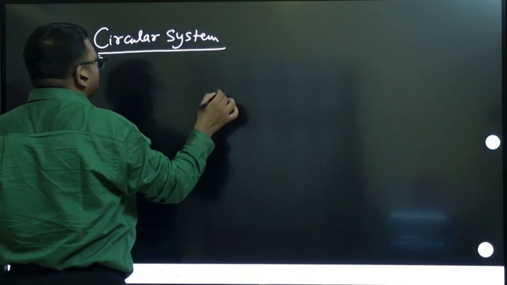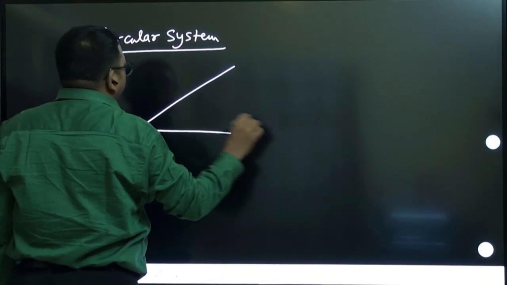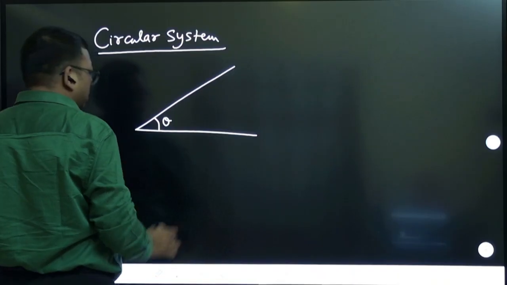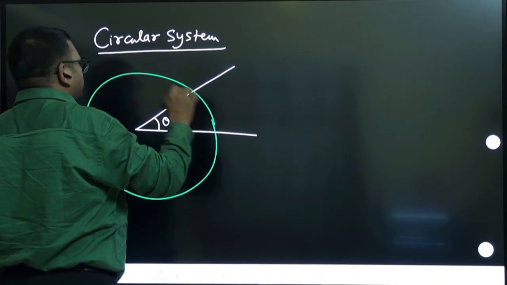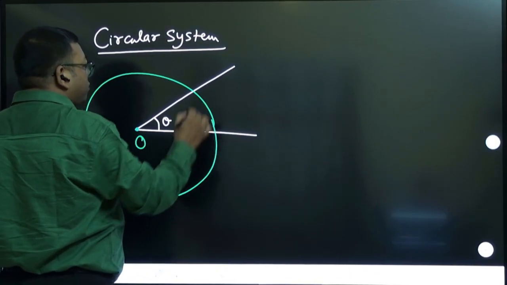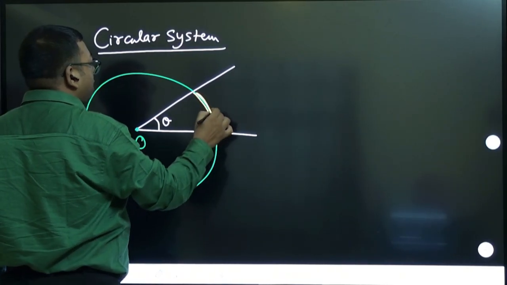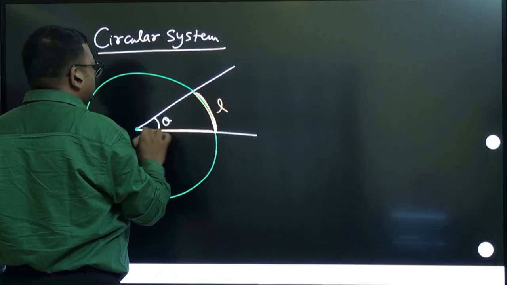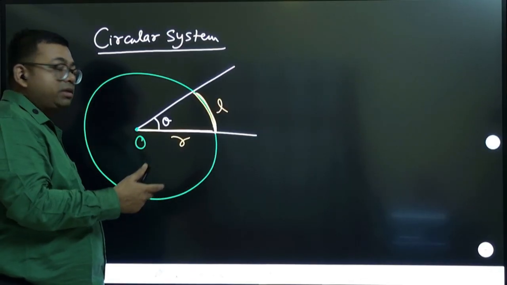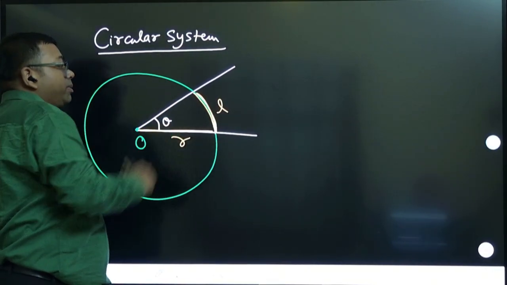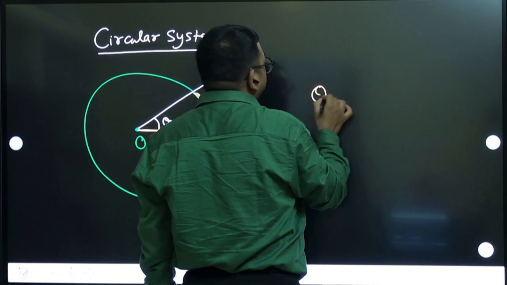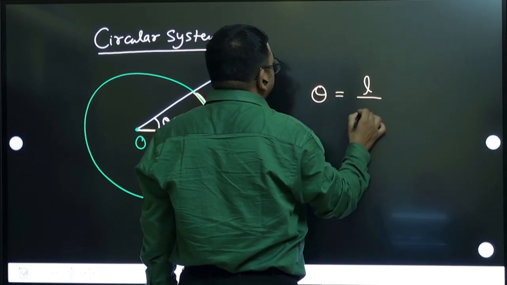Circular system means suppose there is some angle, let us call it theta, between them, and you draw a circle by taking this as the center. The length of the arc which will come here is L, and let us say the radius is R. You can draw a circle of any radius, it is your choice, but there will be an arc length and a radius. So this angle theta is defined as the ratio of arc length by radius.